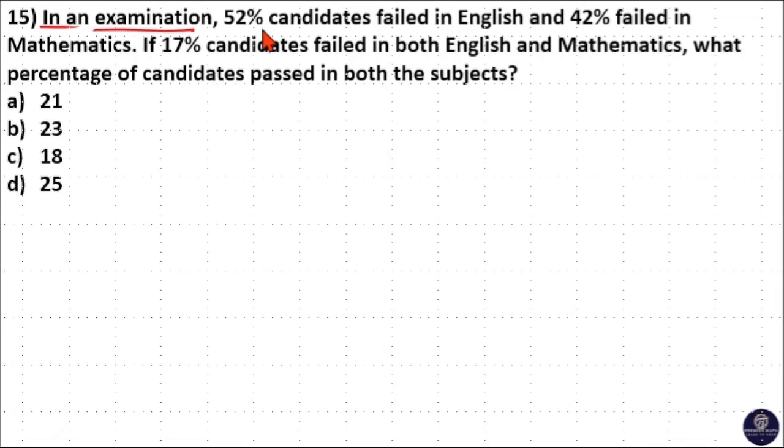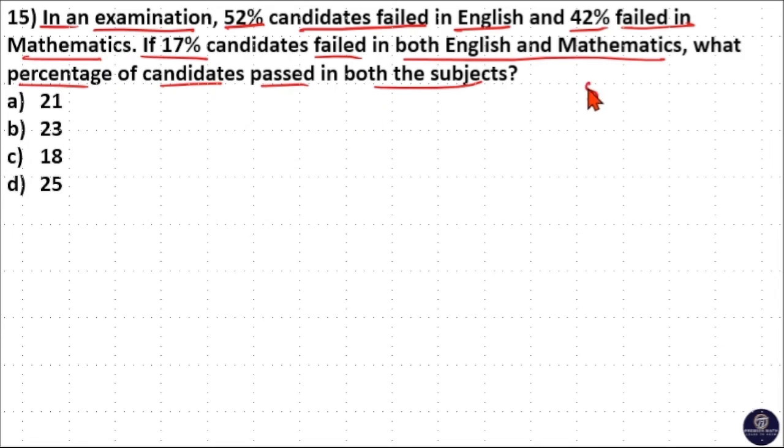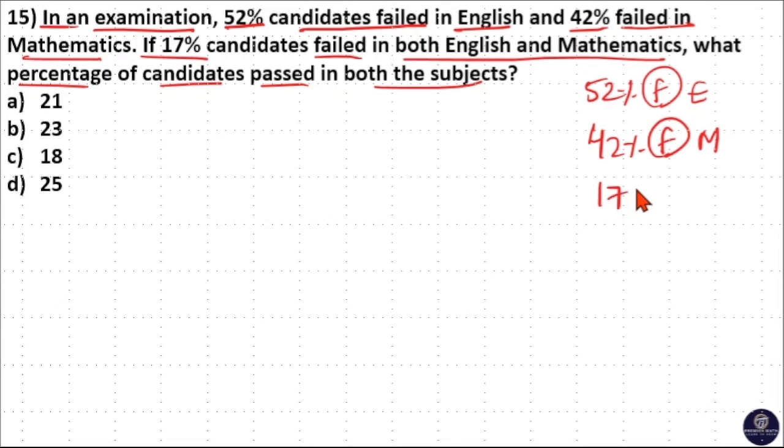In an examination, 52% candidates failed in English, 42% failed in mathematics. If 17% candidates failed in both English and mathematics, what percentage of candidates passed in both the subjects? Here 52% failed in English and 42% failed in maths and 17% failed in both English and maths. That is failed in both the subjects. Now the combined data is for failed students and we already have failed student data.